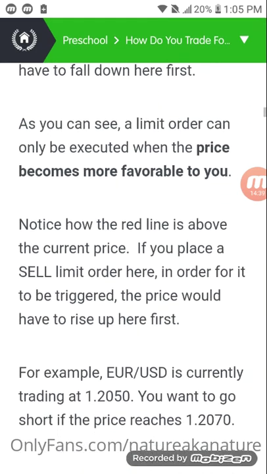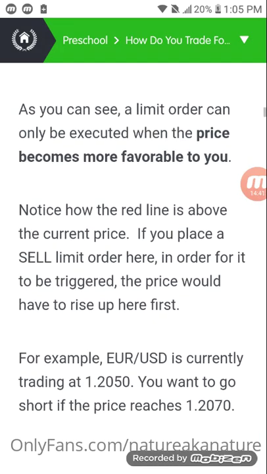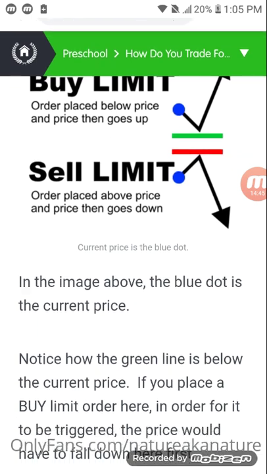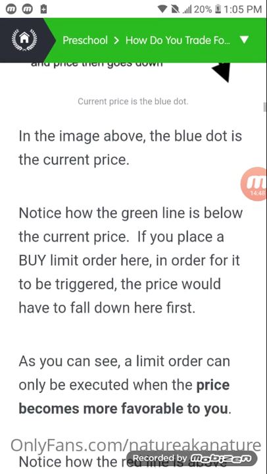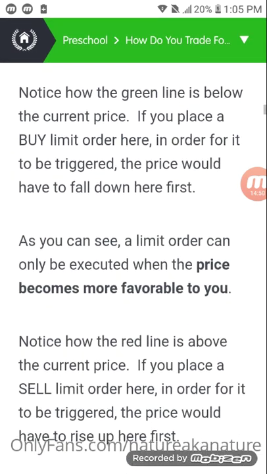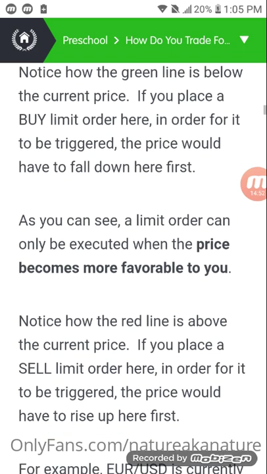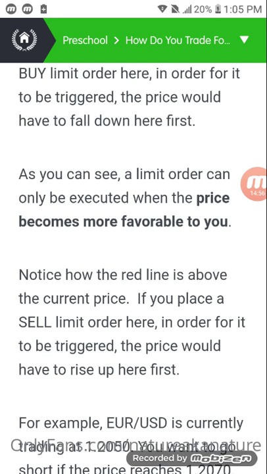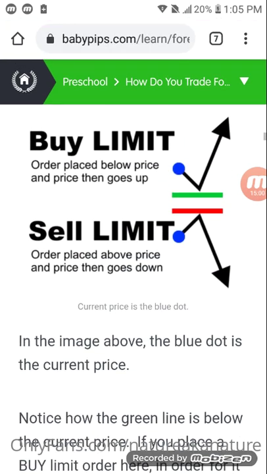Notice how the red line is above the current price. Same thing with the sell limit order. The red line is above the current price. For this to be effective, if you place a sell limit order here, in order for it to be triggered, the price would have to rise up here first. It will have to rise up to your sell limit order first.